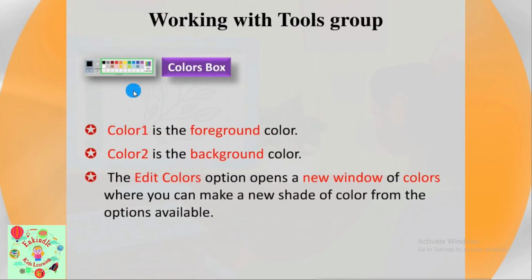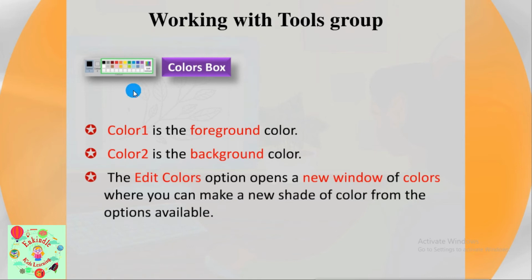And the last tool which we are going to study here is the colors box. In the colors box, you will notice two color boxes, that is color 1 and color 2. Color 1 is the foreground color, whereas color 2 is the background color. To select different colors under the color 1 box, first you will have to click on it and then select a color from the colors box. Similarly, to change the colors under the color 2 box, first click on the color 2 box and then select a color from the colors box.